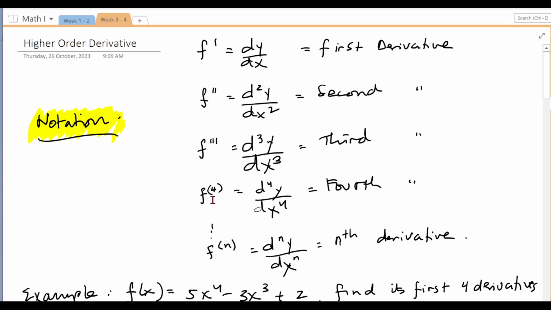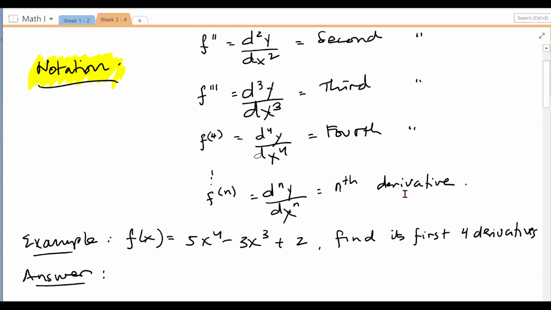Starting from the fourth, the derivative is usually written as a number in brackets, like this, representing the fourth order derivative, and so on. So f^(n) equals the nth derivative, where n is in brackets.